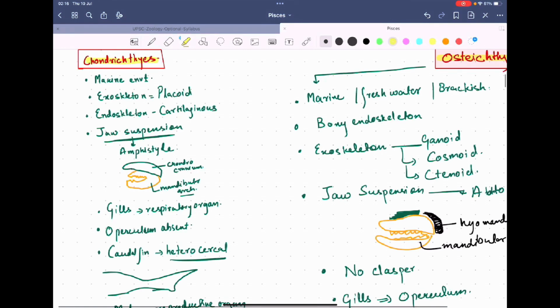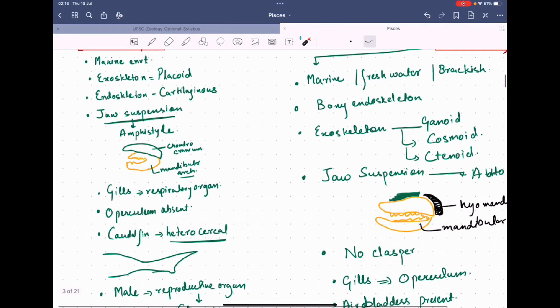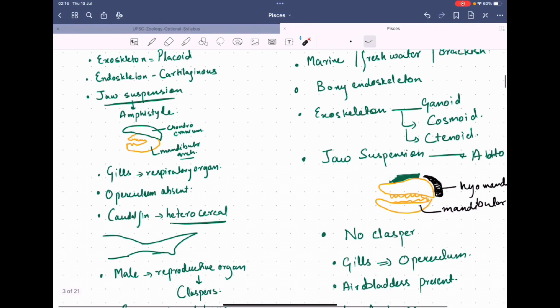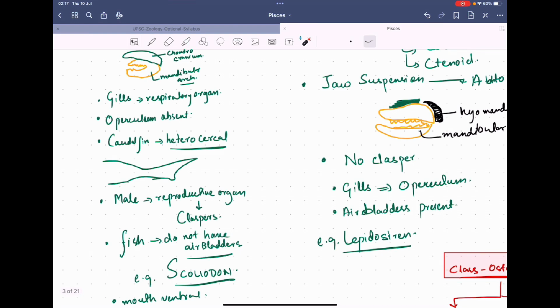In case of chondrichthyes, they live in the marine environment. The exoskeleton contains placoid scales. The endoskeleton is a cartilaginous skeleton. There is amphistylic type of jaw suspensorium or jaw suspension, and the gills act as the respiratory organ. The operculum is absent, and there is a heterocercal caudal fin, that is, the caudal fin is not equally sized, it is unequal.